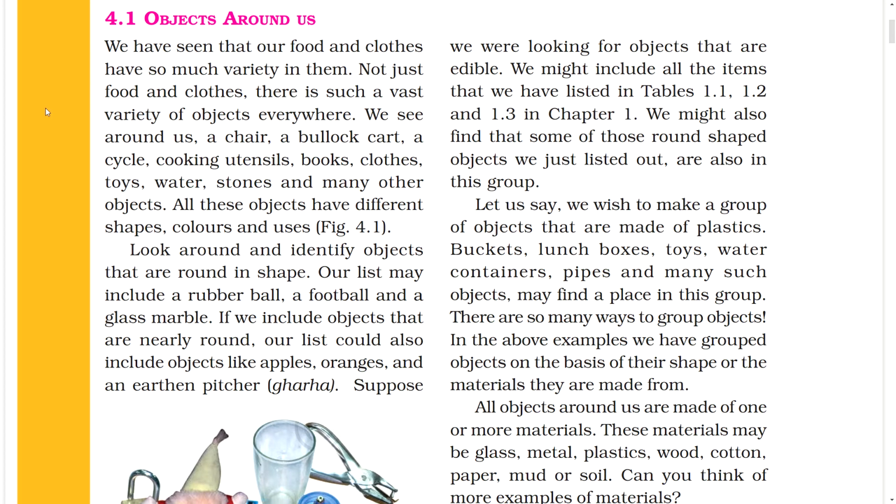Let us say we wish to make a group of objects that are made of plastic. Buckets, lunch boxes, toys, water containers, pipes, and many such objects may find a place in this group. There are so many ways to group objects. In the above examples, we have grouped objects on the basis of their shape or the materials they are made from.